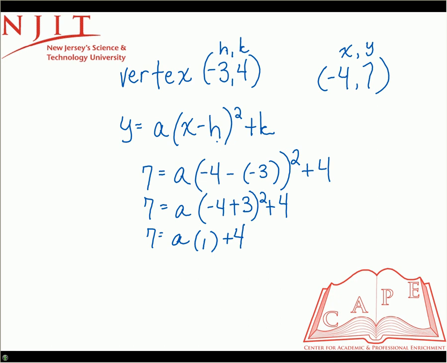Then from here, we just simply want to solve for a. So in order to solve for a, we're going to subtract 4 from both sides. And then that cancels this out. And this just simply gives us 3 is equal to a. So now we have a.